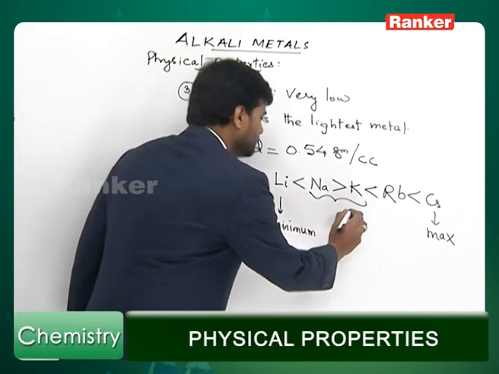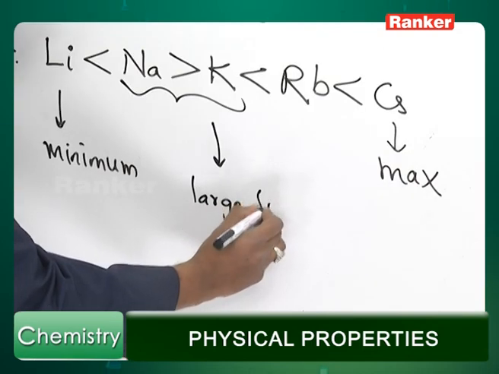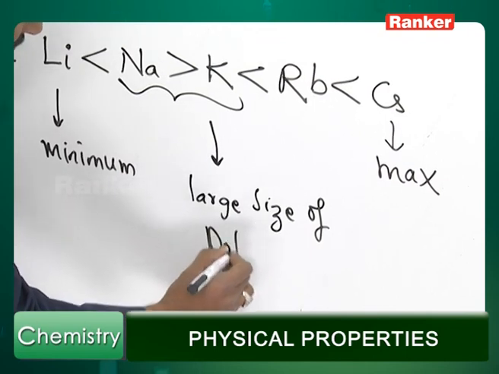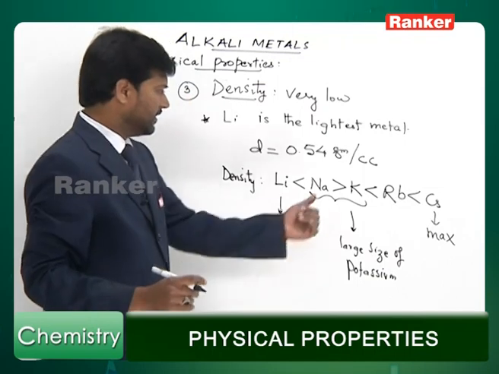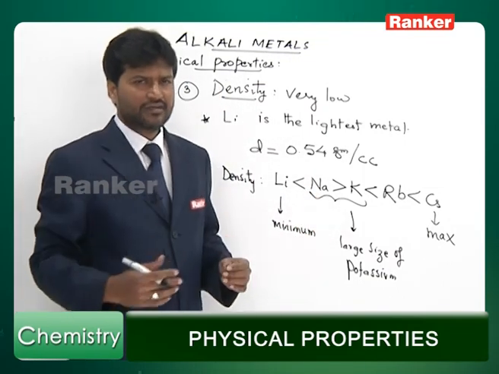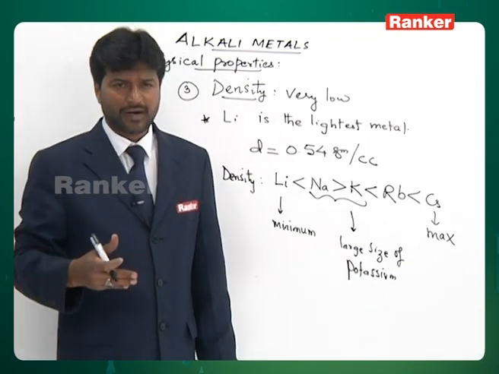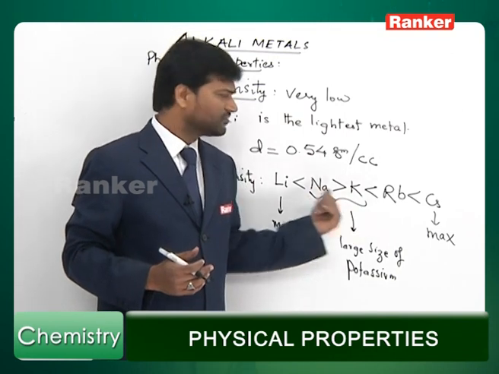The reason is the large size of potassium. On going from sodium to potassium, size increases considerably. So, this will outweigh the effect of increase in the mass. That is the reason why density of potassium is less than that of sodium.